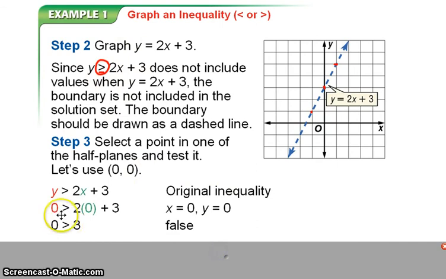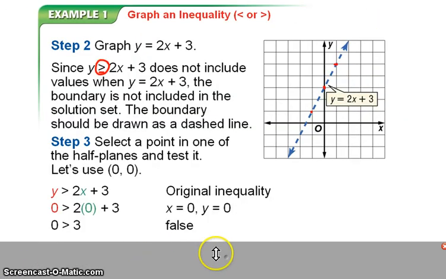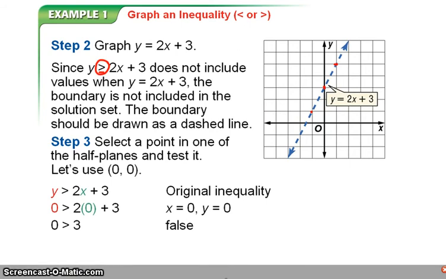So if we plug in 0, 0, we plug 0 in for y and 0 in for x, and we simplify, we get 0 is greater than 3. Well, that's false. So what that's saying is 0, 0 is not a solution to our set. So your half plane is going to be shaded above.